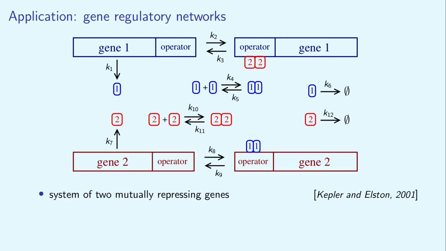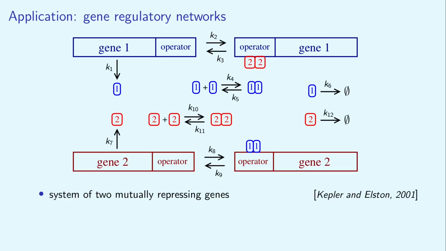I have formulated this model using 12 parameters, 12 rate constants K1, K2, K3, K4 until K12. However, it is often the case in mathematical modeling in biology that we do not have accurate information about the values of some of our parameters. So a natural next question is, what happens if we change our parameter values?